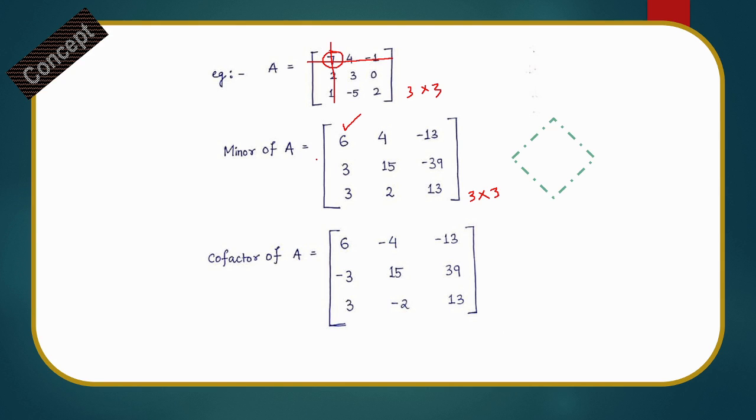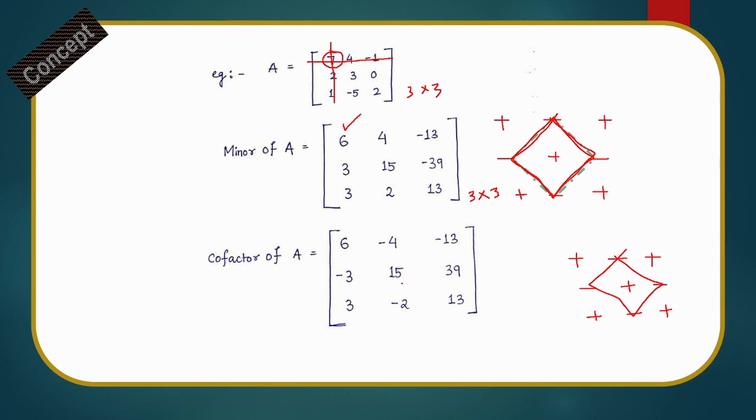Then if we want to find the cofactor of A, we have to apply the signs. How will we apply the signs? Plus minus plus, minus plus minus, plus minus plus. See, the minus signs are forming this kind of shape. So you can easily remember, minus signs are in this kind of shape: plus minus plus, minus plus minus, plus minus plus. So the minus signs are forming this kind of shape.